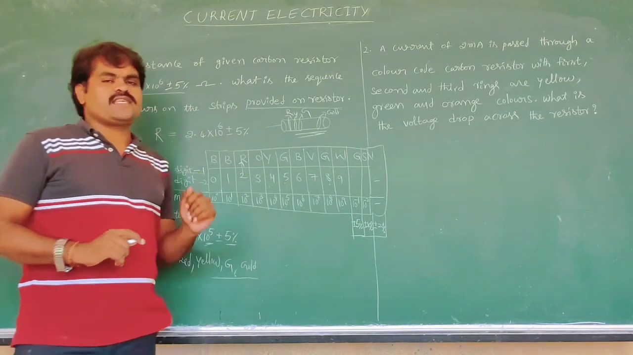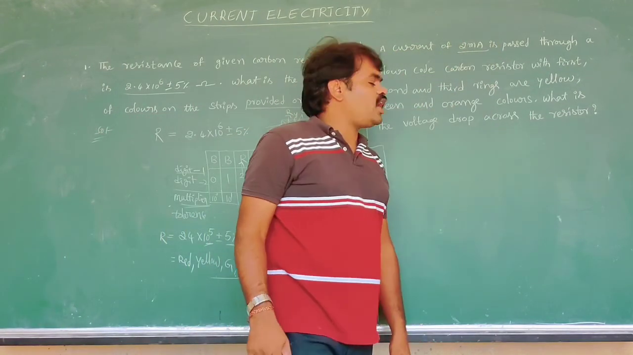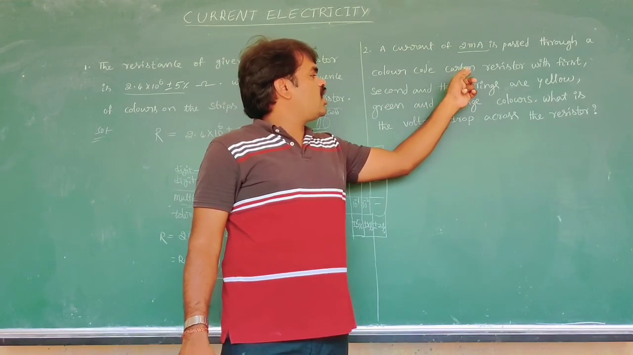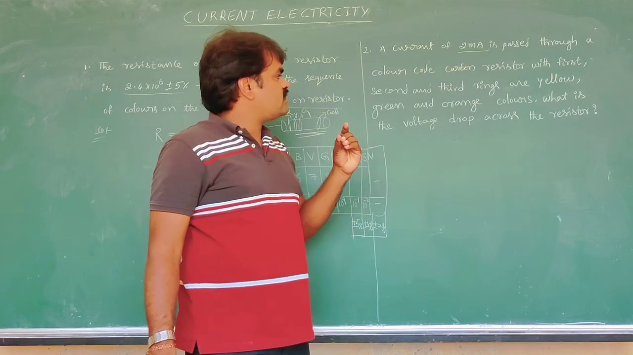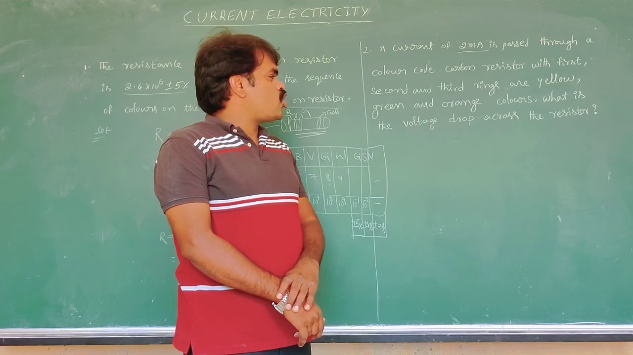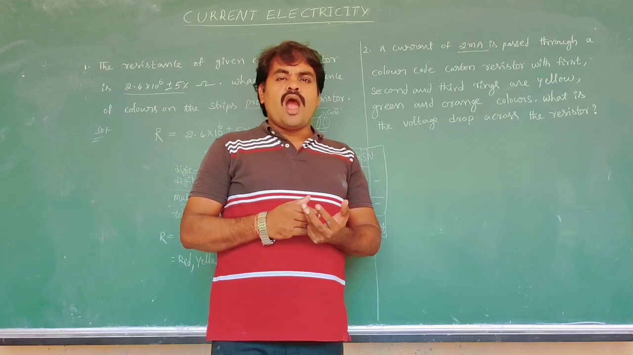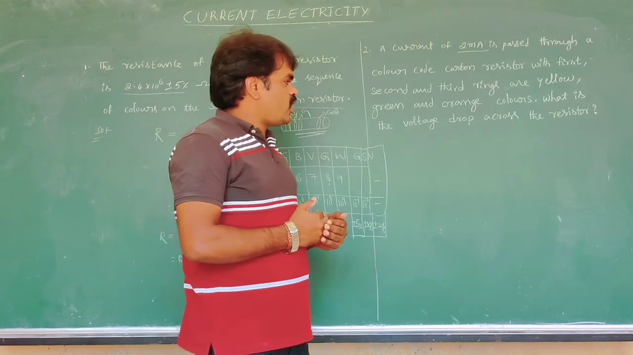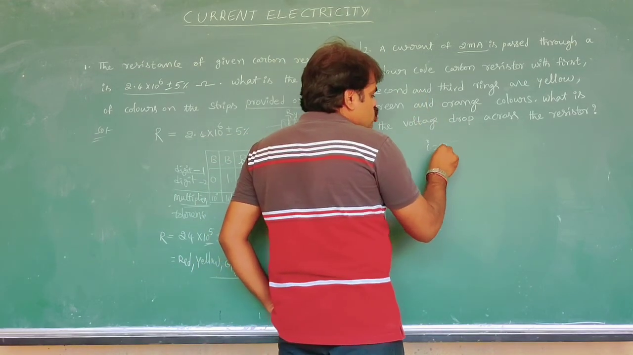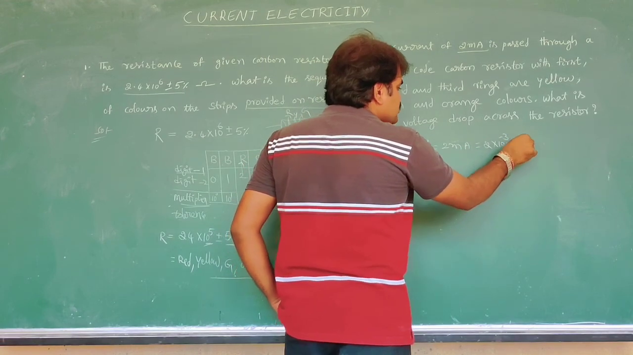Now we are going to the second one. A current of 2 milliamperes is passed through a carbon resistor whose first, second and third rings are yellow, green, orange. What is the voltage drop across the resistor? The same colors are given; we find the resistance and then the voltage drop across the resistor. First, what is given: 2 milliamperes, so the current is 2 into 10 to the power of minus 3 amperes.